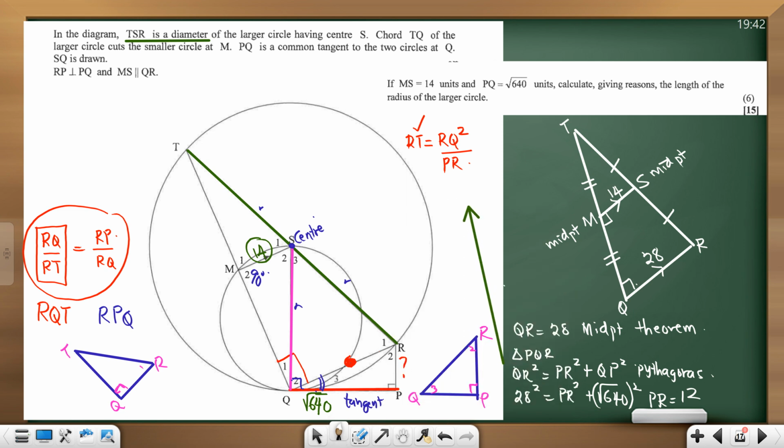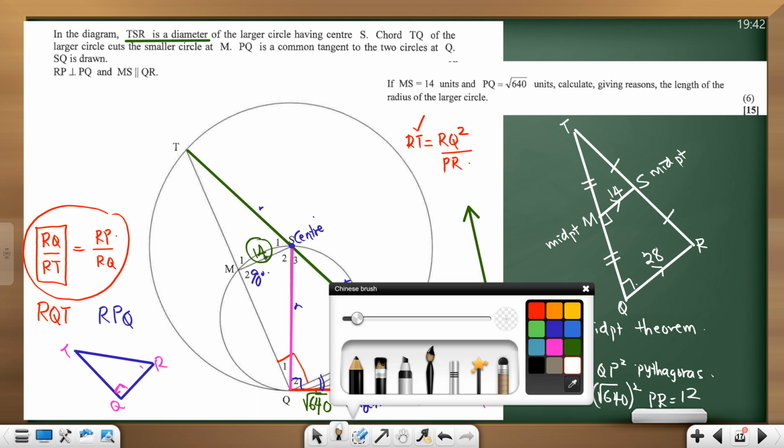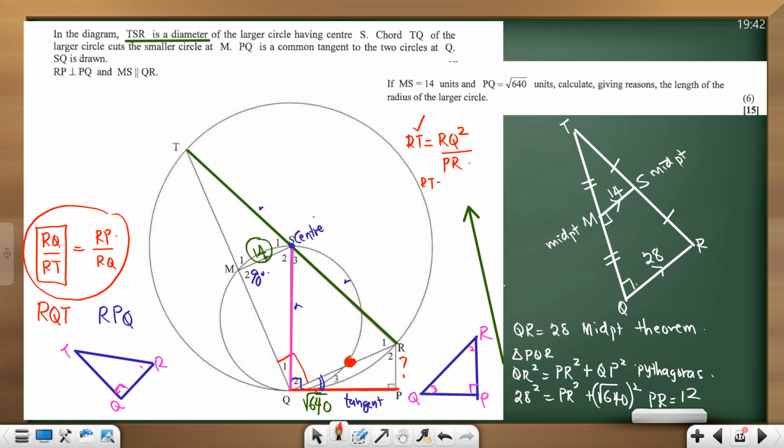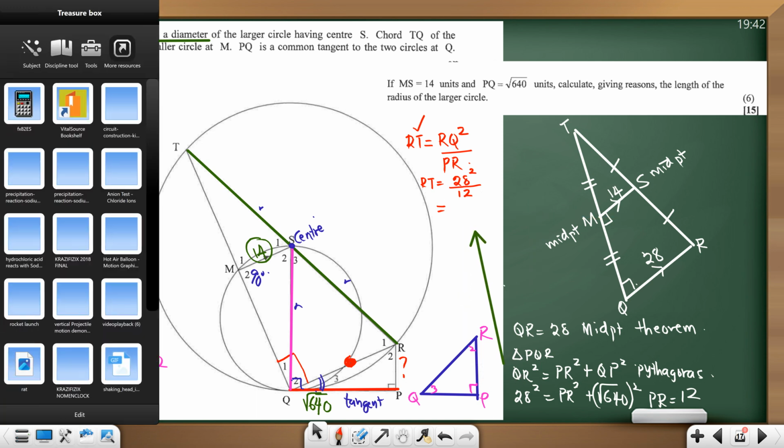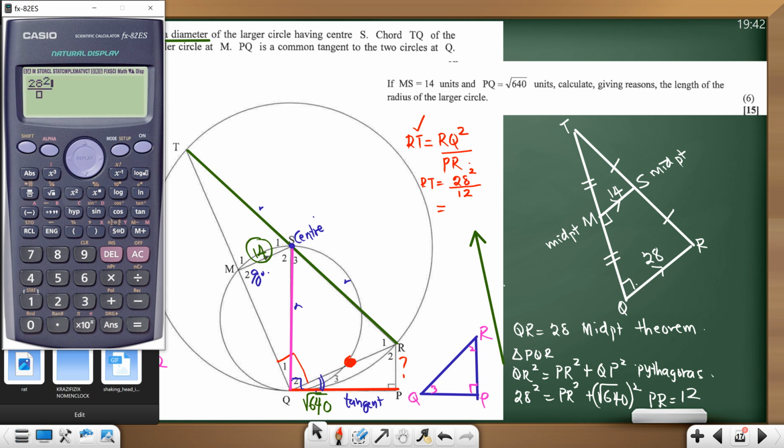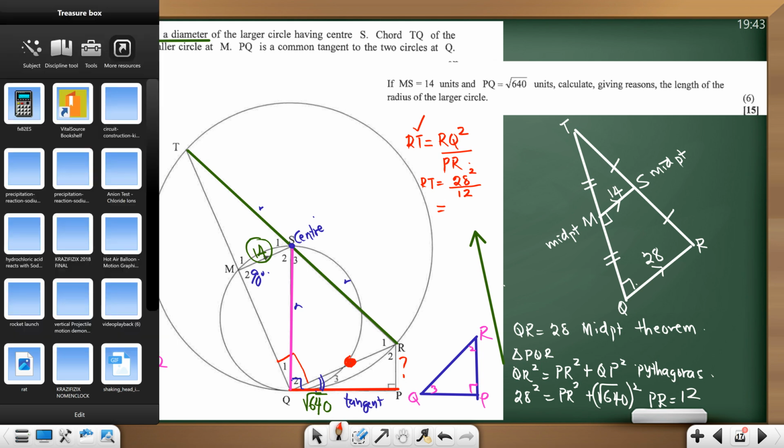Now that my PR is 12, I don't know if you see that we are done. I can now come back here. I'm looking for the radius of the big circle, which is what? RT. What is my RQ? 28 squared over what? 12. And we are done. Any question? Please talk to me. Let me take your questions on this before we shut down. 65,3. RQ squared, which is 28, yep, over 12, 65,3 units.